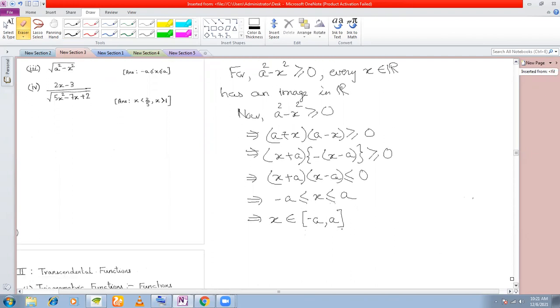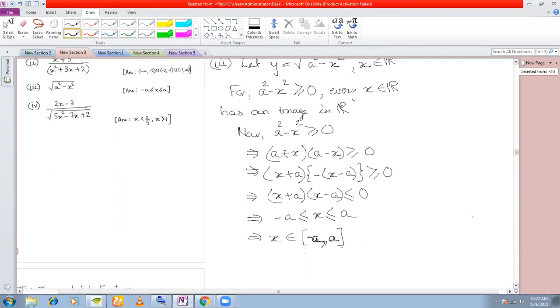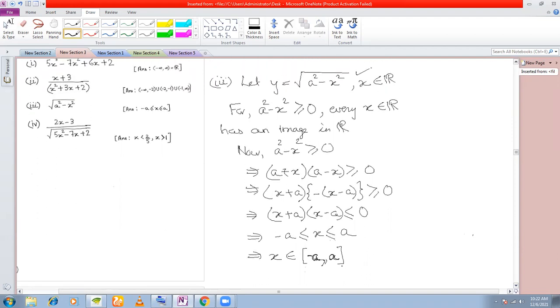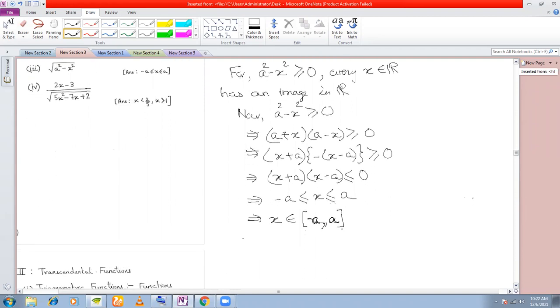So x belongs to this interval. So only for x lying between these two values, minus a and plus a, only then you can say that this is a function. Otherwise, you cannot say it is a function. So what is the domain here? Domain of y is equal to this interval. All the values lying between minus a and plus a, inclusive.